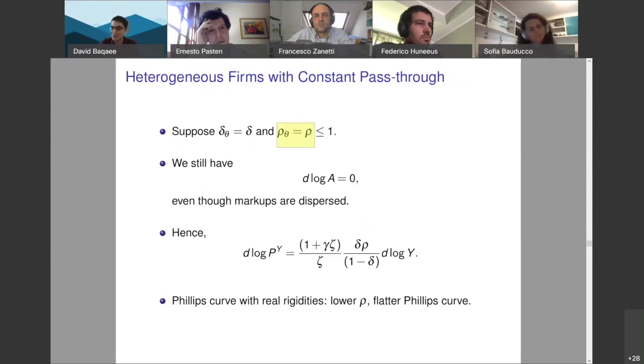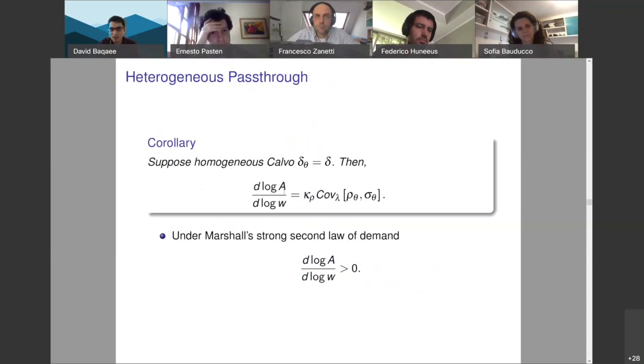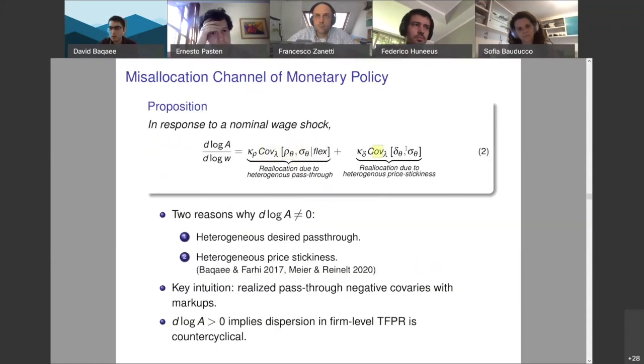That's just a curiosity. But if you make the Kimball aggregator an exponential integral, desired pass-throughs don't vary in the cross-section of firms. You still have then that productivity doesn't respond to monetary shocks, to a first order, even though markups are dispersed. Why is that? Because if these rhos are all the same and the Calvo parameter is all the same, then if I go back to my expression here, both of these covariances are zero. So you don't get anything, right? So it's really important that you have covariance in the realized pass-throughs with the initial level of the markups.